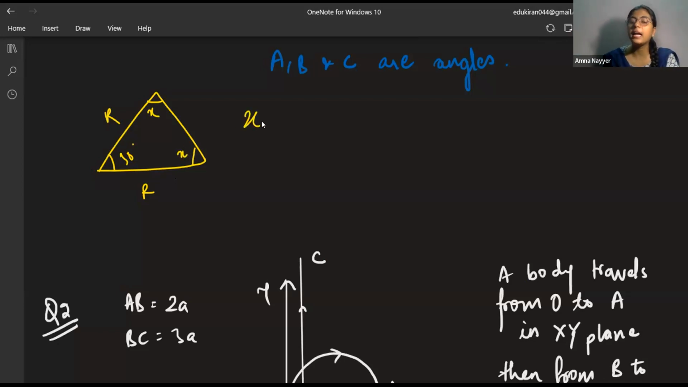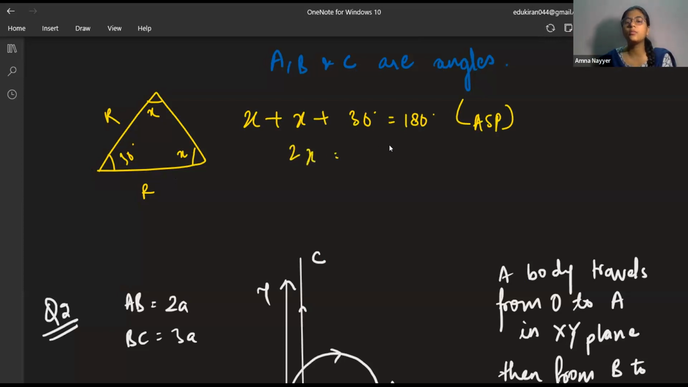So if you apply angle sum property, x plus x plus 30 degrees is equal to 180 degrees because of ASP, that is angle sum property of a triangle. What is angle sum property of a triangle? Angle sum property basically means all the three angles equal 180 degrees. So this means 2x is equal to 180 minus 30 degrees, that is 2x is equal to 150 degrees, x is equal to 75 degrees.